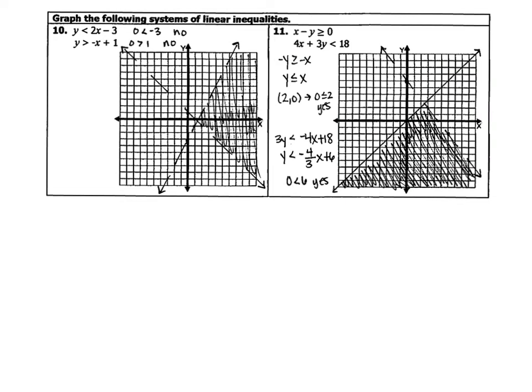Okay, on number 10 and number 11, it's basically like number 8 and number 9. You have two equations. You're just going to put them on the same graph. Notice this one right here is a dashed line. Let me write the equations down. You have y is less than 2x minus 3, and y is greater than negative x plus 1.